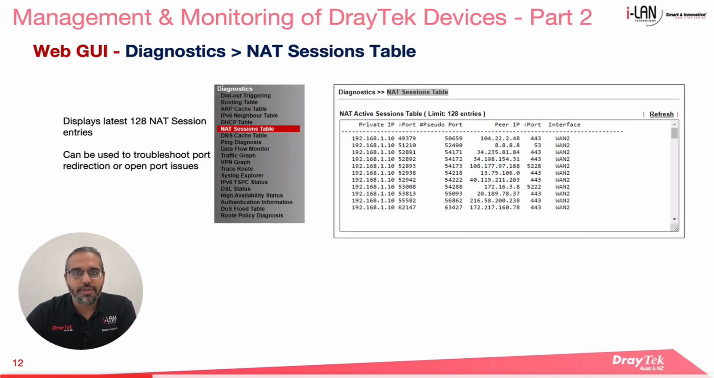Network Address Translation, or NAT, is a mechanism where one or more private IP addresses can share a single public IP address. This table displays the latest 128 NAT entries. It shows the source and destination IP address and ports used, as well as the WAN interface. The router sets up a pseudo port in the NAT session table, which is a temporary port used for NAT to keep track of the sessions. This table can be used to troubleshoot port redirection or open port issues when port forwarding is not working as expected.